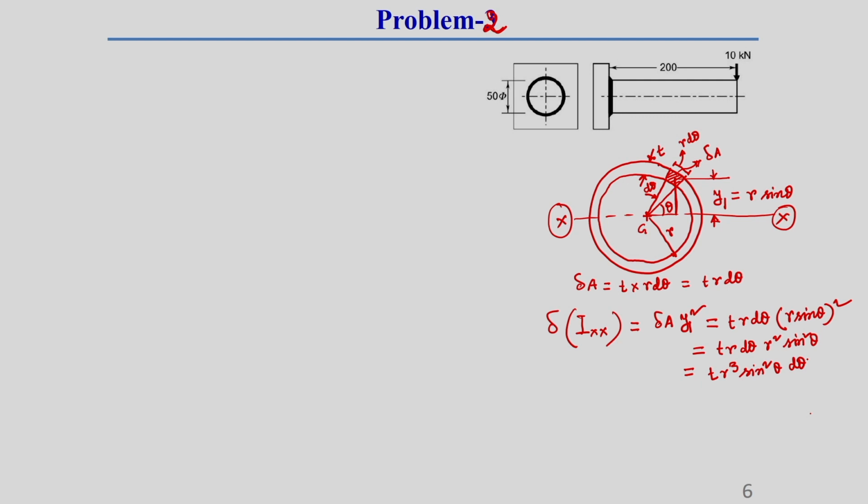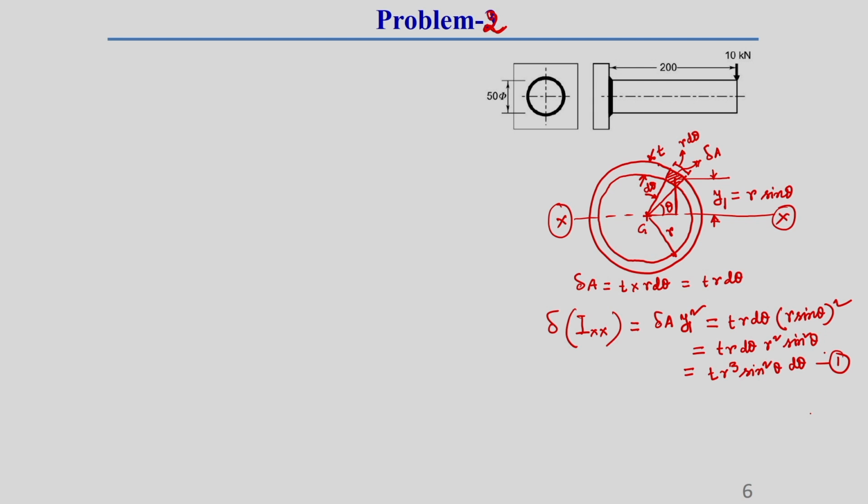Now, what should be the total annulus moment of inertia of this weld about this x axis? This we can find out by integration. So, here this is the small elemental area's moment of inertia about the x axis. This I am representing by equation number 1.